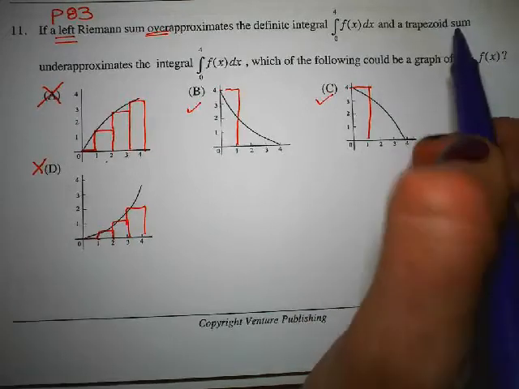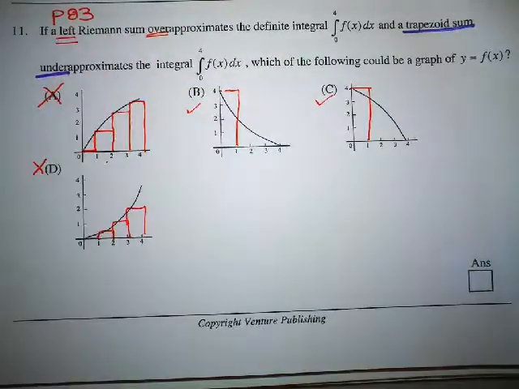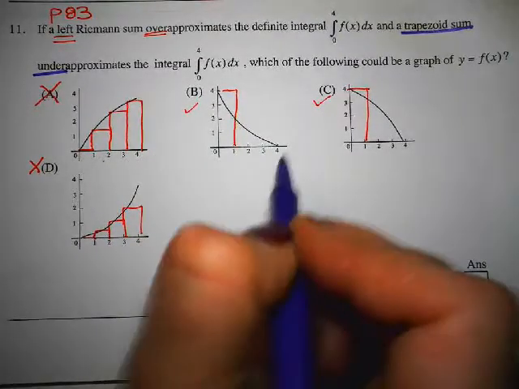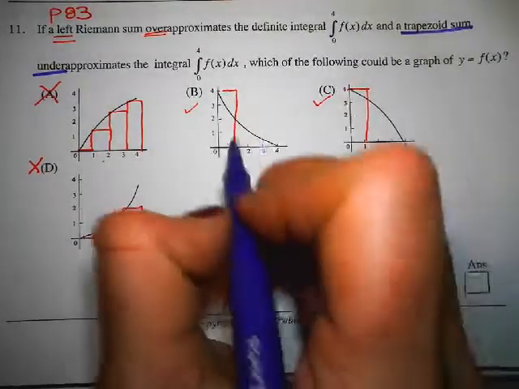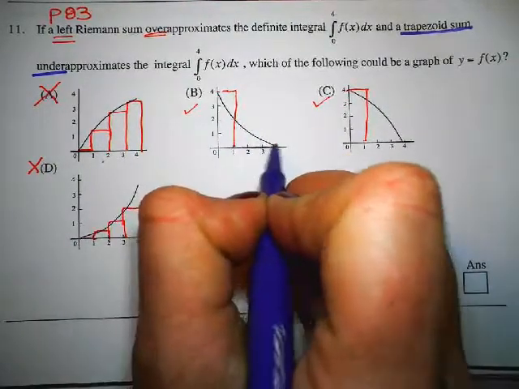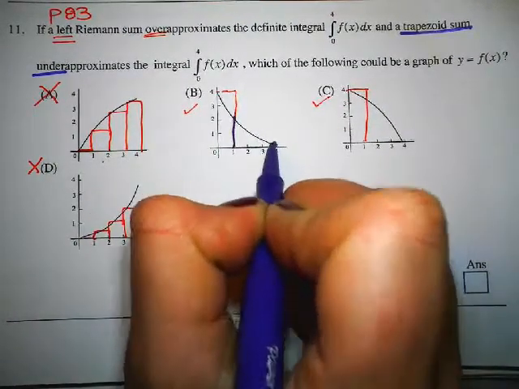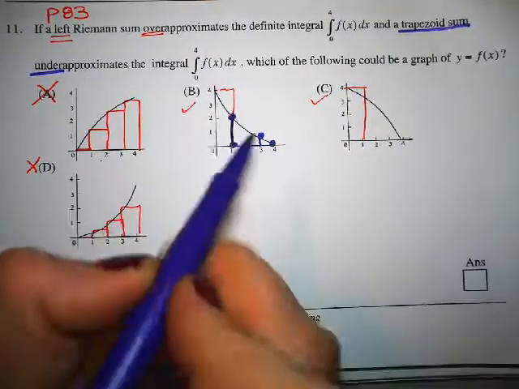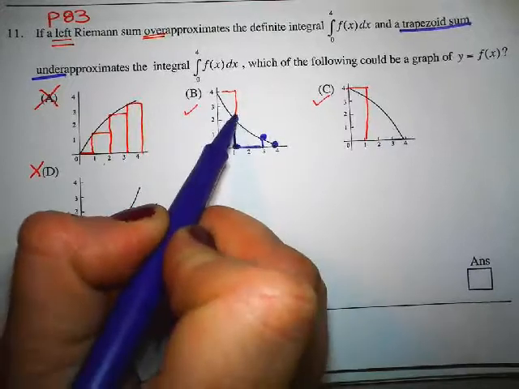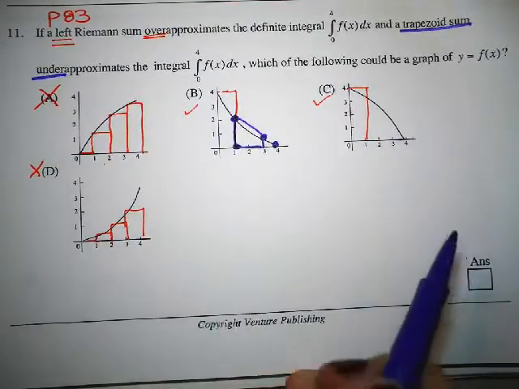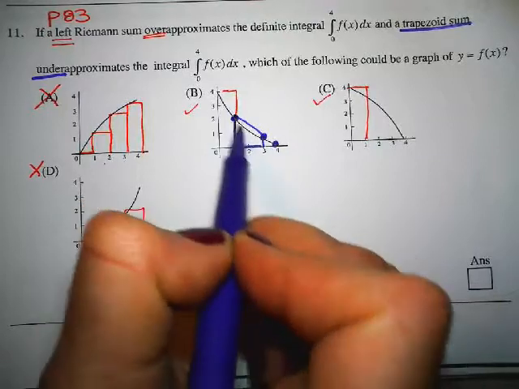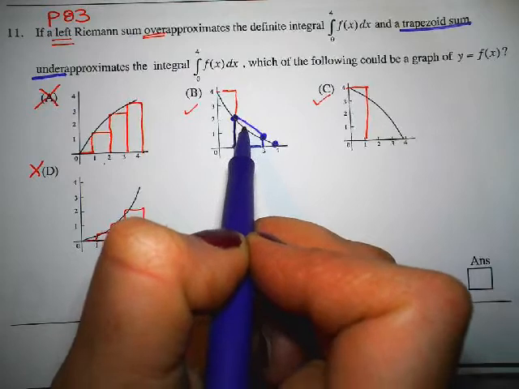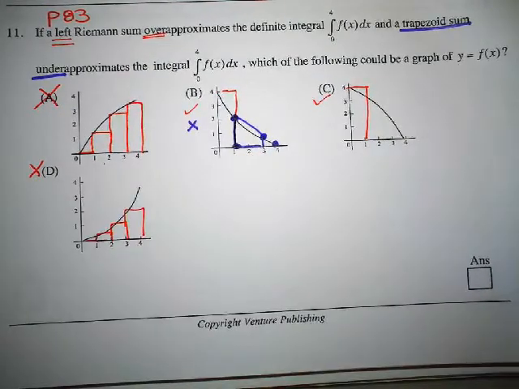My trapezoid is supposed to be an underestimate. Well, a trapezoid, I always like to draw just a large trapezoid, not a bunch of little ones, to see if it's going to be an over or an under. I'll go from 1 to 4. Well, a trapezoid, you go up till you hit your graph. I'll go 1 to 3. And then you're supposed to connect to this with a straight line. Well, if I connect that with a straight line, because my graph is concave up, my trapezoid, or my straight line there, is over the graph. So the trapezoid did not work there.